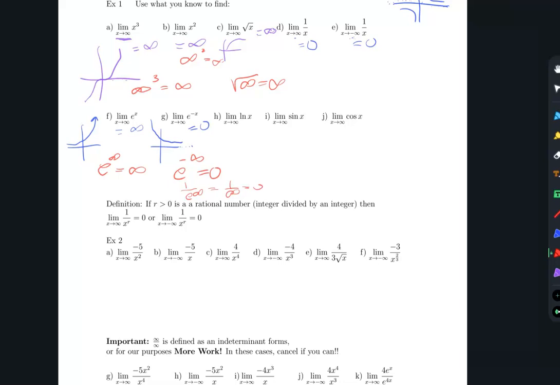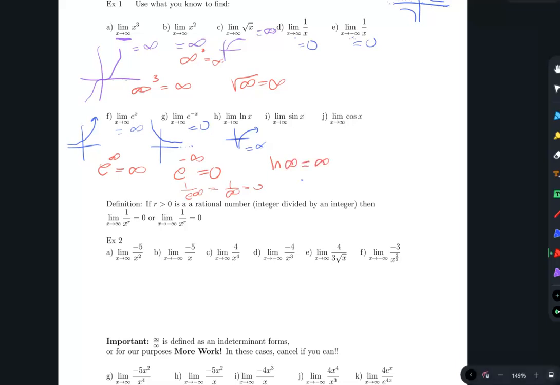So again, let's think about these graphs. As x's are going to infinity, I've got ln of x looks like this. So that's going to infinity. And so what that gives me is ln of infinity is infinity.